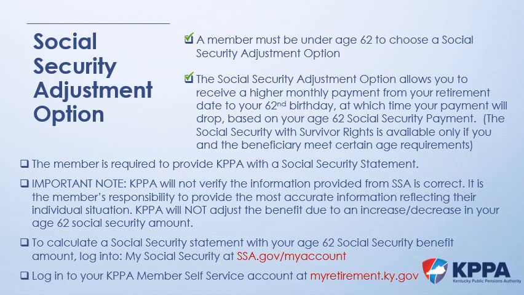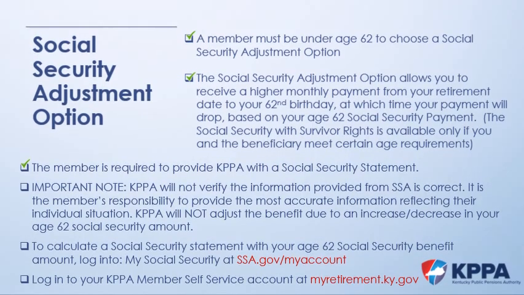The Social Security adjustment options allow you to receive a higher monthly payment from your retirement date up until your 62nd birthday, at which time your payment will drop based on your age 62 Social Security payment. So some of us attending the webinar today may have not ever heard of the Social Security adjustment option. Whether you are calculating your own retirement online or you have spoken with a counselor about your retirement, in order to generate these additional options, you must provide KPPA with a Social Security statement. We will discuss the required documentation by KPPA in the following slides.